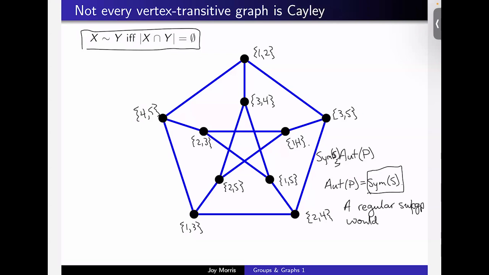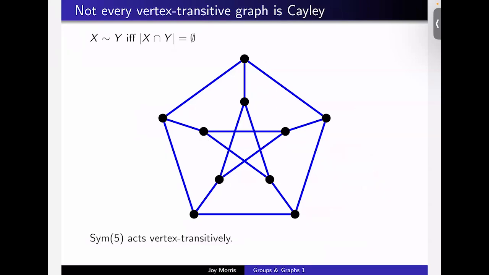There are only two kinds of groups up to isomorphism that have order 10: cyclic groups or dihedral groups. And there is no regular subgroup of the natural action of the symmetric group on 5 points on these 10 points that has order 10. There's no regular cyclic subgroup of order 10, and there is no dihedral subgroup of order 10 either, that acts regularly.